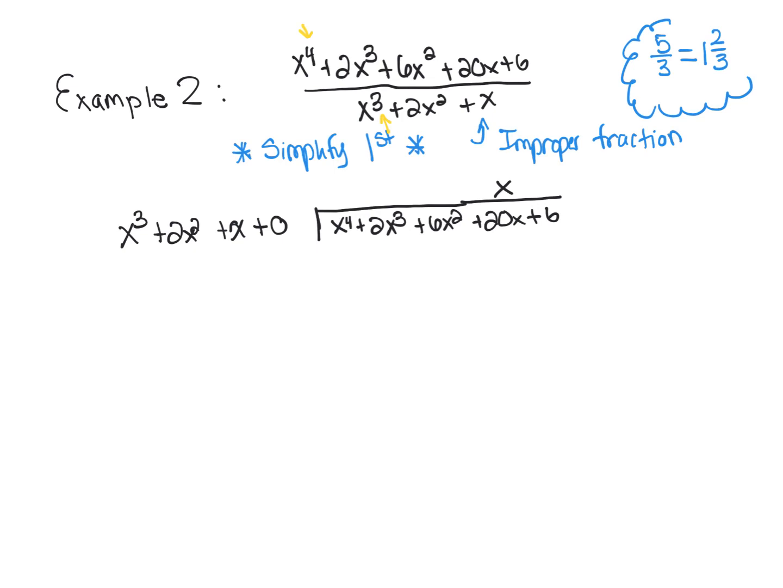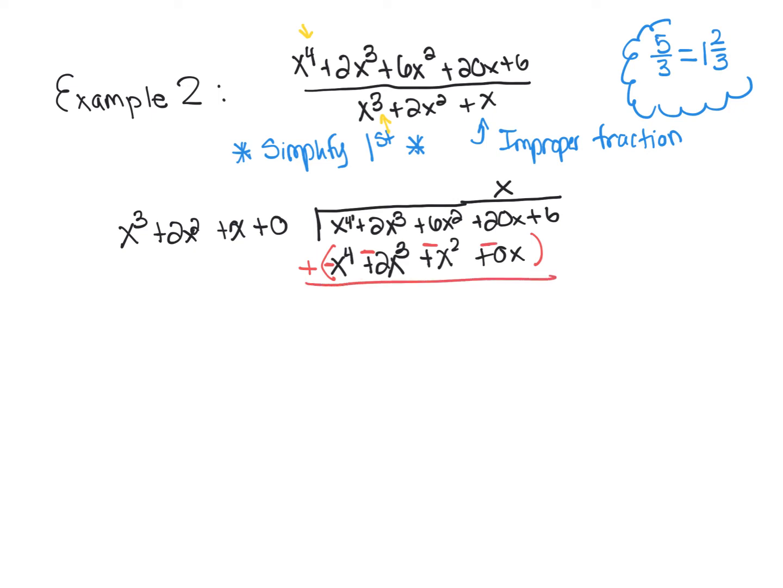And then you multiply x times x to the 3rd is x to the 4th. X times 2x squared is plus 2x cubed. X times x is plus an x squared, and then 0 times an x is 0 x's. Remember, when you're doing this, you subtract the entire quantity, so you have to distribute that negative sign all the way across the parentheses and change all of their signs.